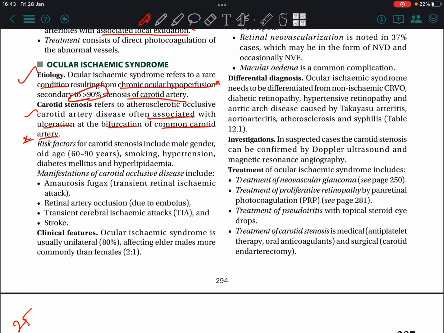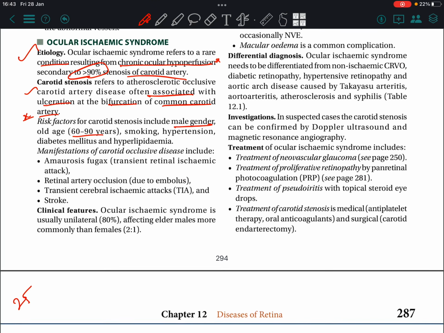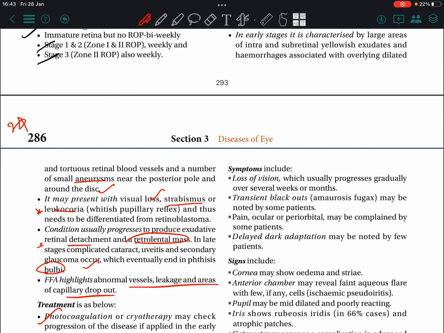Risk factors for carotid stenosis may include male gender, old age, smoking, hypertension, diabetes mellitus, hyperlipidemia, etc. Manifestations of carotid occlusive disease include amaurosis fugax, retinal artery occlusion, transient cerebral ischemic attack, stroke, etc. Clinical feature: ocular ischemic syndrome is usually unilateral, affecting elder males more commonly than females.